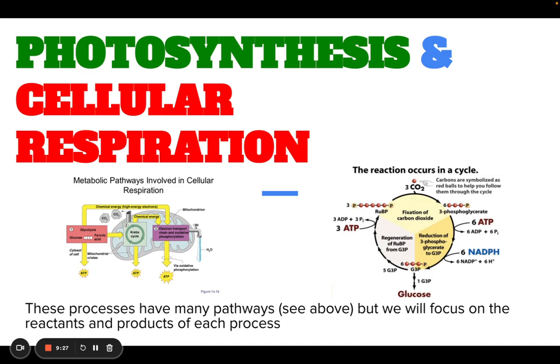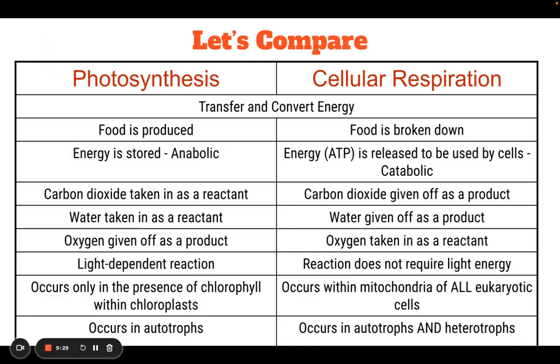Okay, so now let's compare side by side the 2 processes of photosynthesis and cellular respiration. Both of these processes are used for transferring and converting energy. But after that comparison, they go their separate ways. In photosynthesis, food is produced. In cellular respiration, food is broken down. In photosynthesis, energy is stored, and in cellular respiration, energy is released to be used by that cell. This means photosynthesis is anabolic and cellular respiration is catabolic.